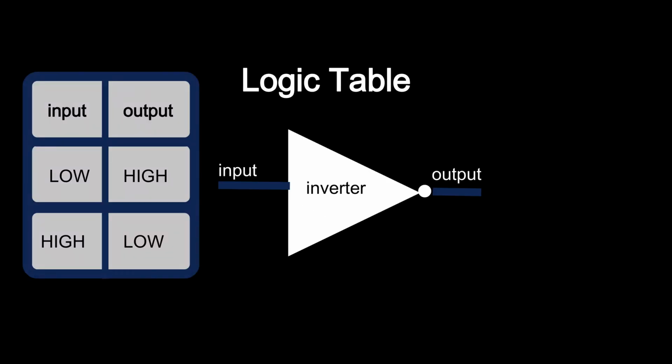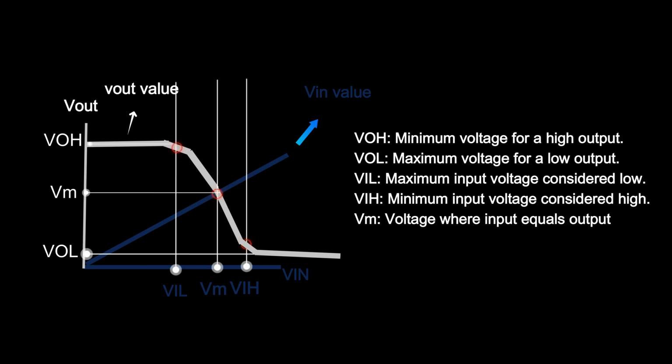Now let's take a look at the logic table for the CMOS inverter. This table shows the relationship between the input and output states. It's really simple. When the input is high, the output is low, and when the input is low, the output is high. We have a plot showing the relationship between the CMOS input and output.